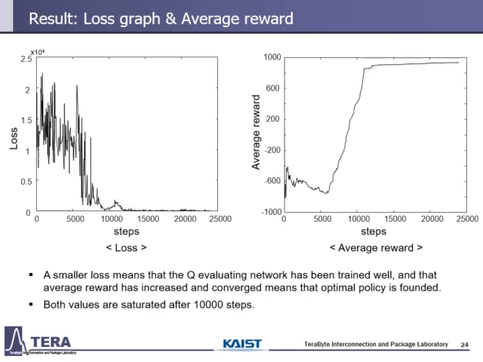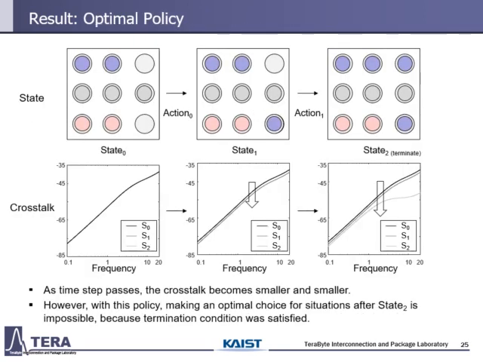Both the loss and the average reward are saturated after about 10,000 steps. This is the process of optimizing the arrangement of the 3x3 TSV array by the trained agent. As the time step passes, the crosstalk becomes smaller and smaller toward the target.